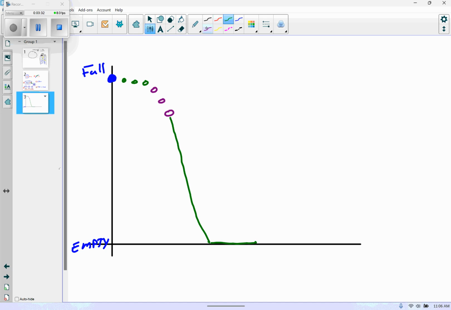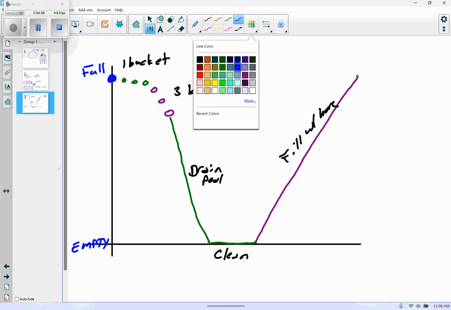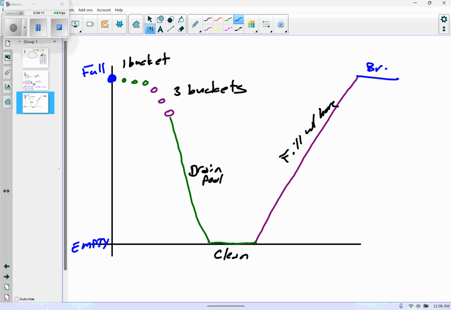Something had to take place, and then they start filling the pool back up with a hose. So we could label this. This is one bucket at a time. And then this was three buckets. And then this would have been where we drain the pool with the hose, clean it, and then fill with a hose. And I guess you could go from there. You can say, at this point, take a break. The pool's ready.